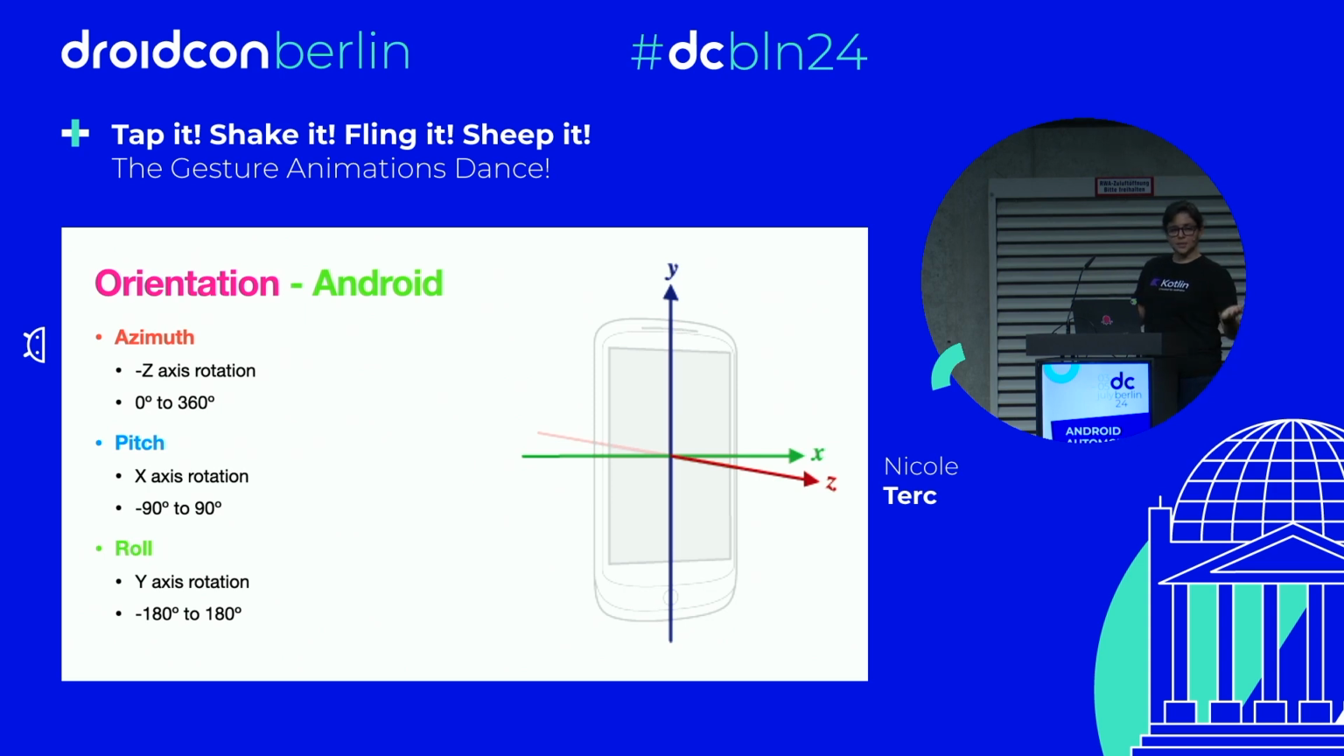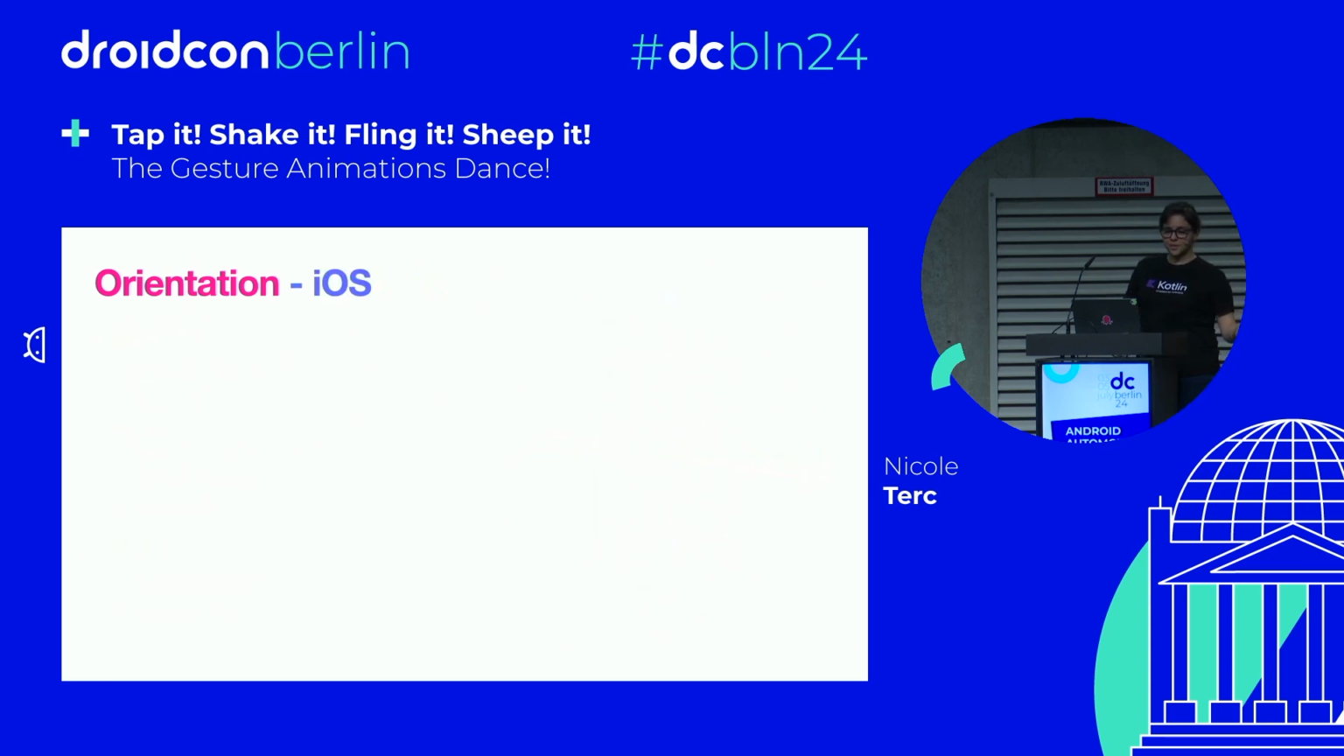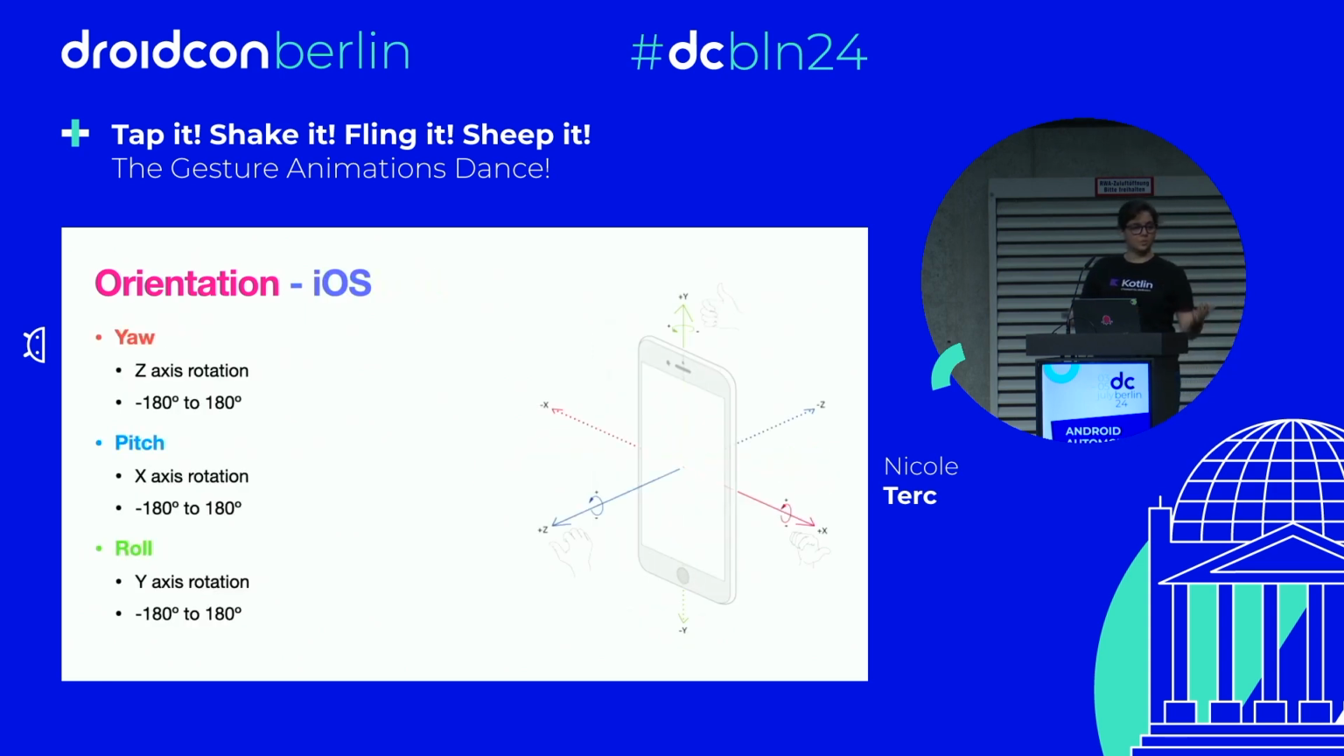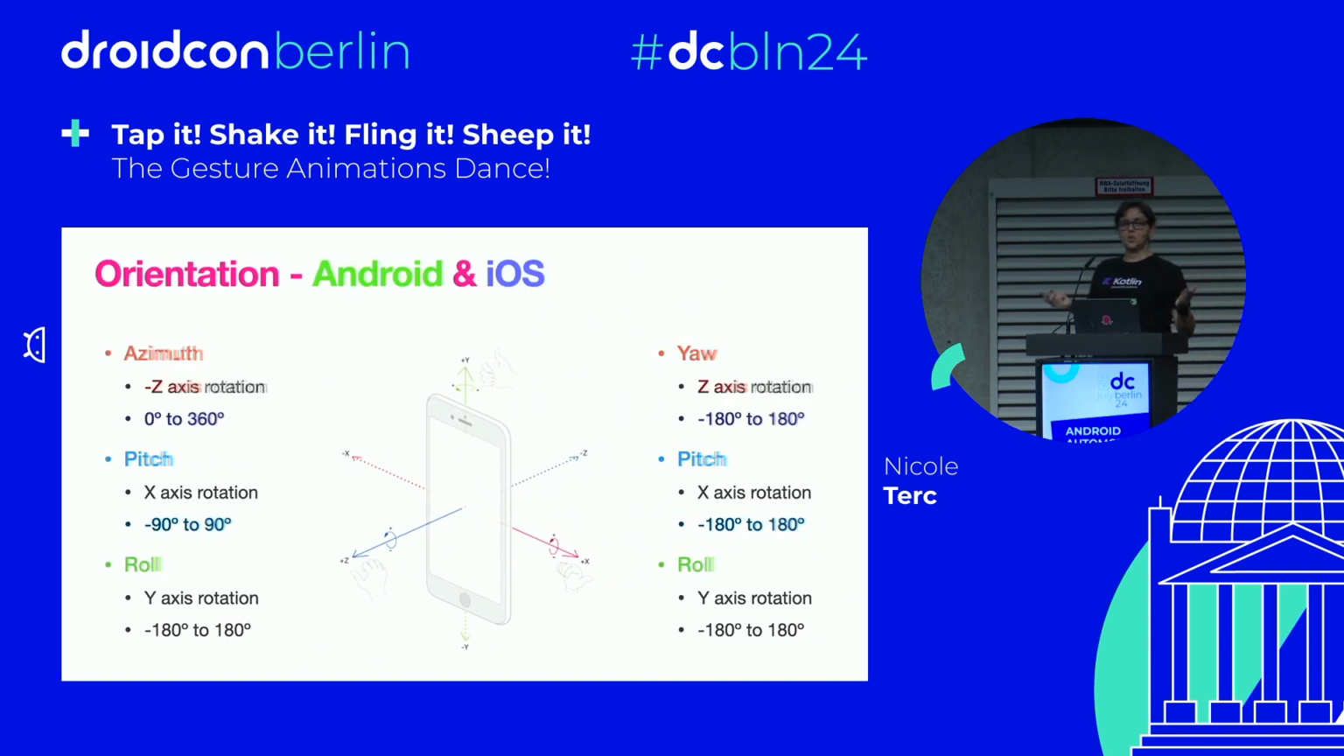Now, let's take a look at the iOS side of things. Again, you're going to get three values. You're going to get yaw, which is, again, the z-axis rotation. You're going to get pitch, which is the x-axis rotation. And you're going to get roll, which is, again, the y-axis rotation. It seems similar, but if we put them side by side, you're going to see that they're not quite the same. They're similar, but no. You're going to see that on one side, we have the minus z-axis, and on the other one, we have the z-axis.